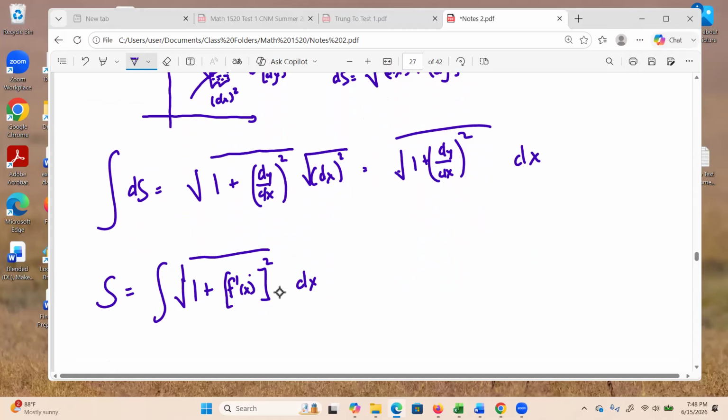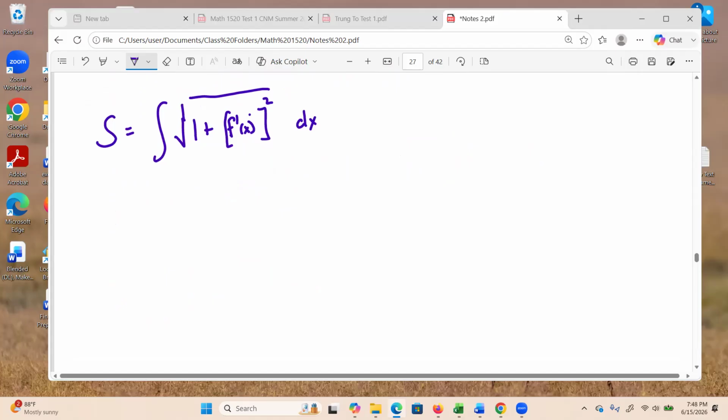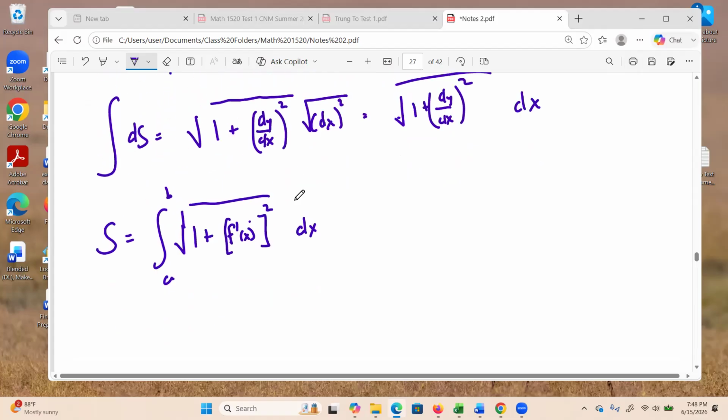Now, there was nothing magic about the fact that I factored out a dx. We could have factored out a dy and made it work just the same way. Usually we're going to be doing limits of integration, so we're going to have a to b. We could also have gone back up here and said ds is equal to the square root of dx squared plus dy squared. That's our tiny little piece of arc length.